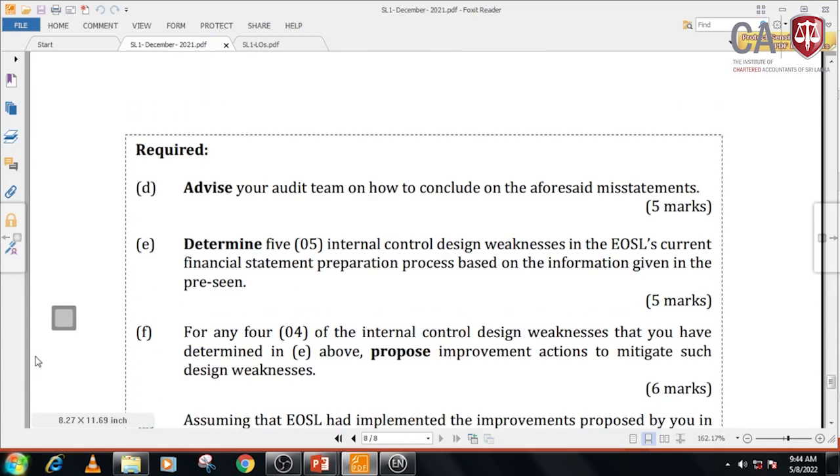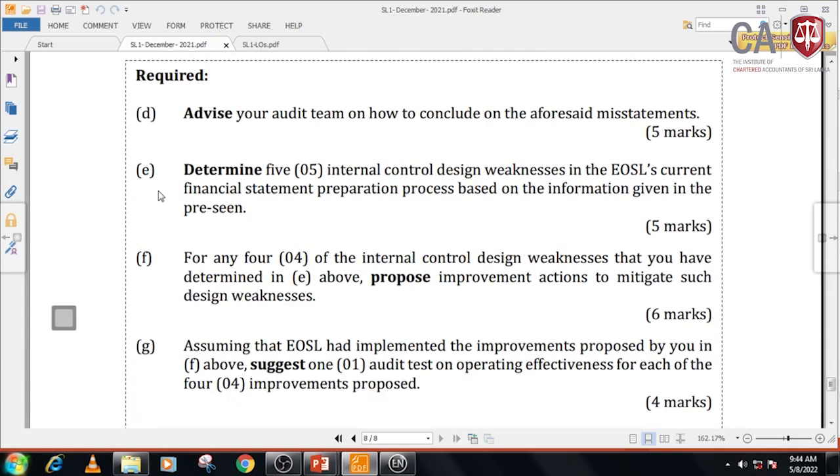After that, I already explained to you the pre-seen analysis. A lot of weaknesses we can identify. I mentioned the segregation of duties, the journal entries, the systems not being connected and summaries that may not be accurate, like that we can write a lot. So, there are 5 of those, and then improvements for 4, and then how to test. So, I will give an explanation of all of these areas, and then in a little while we can build our answer.